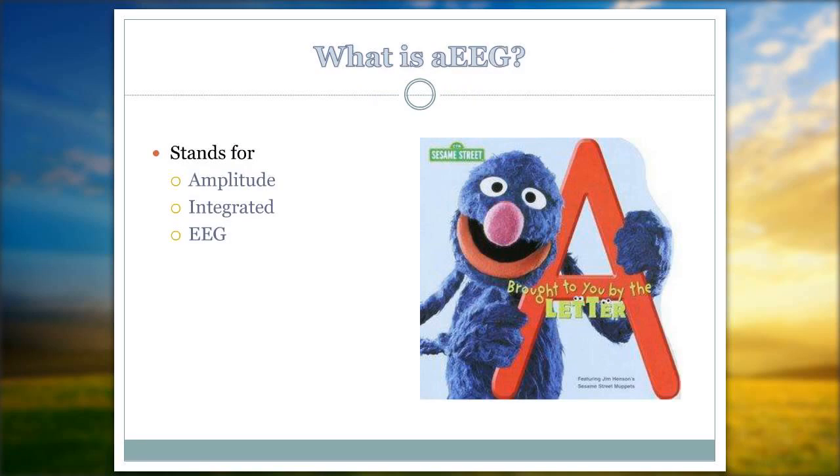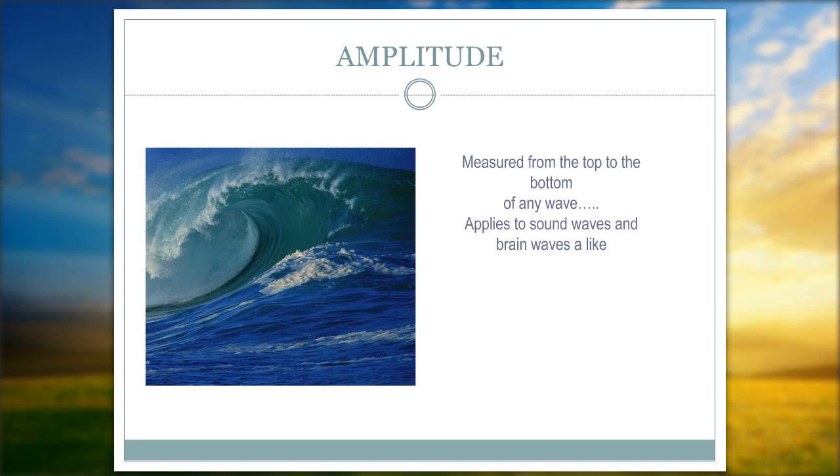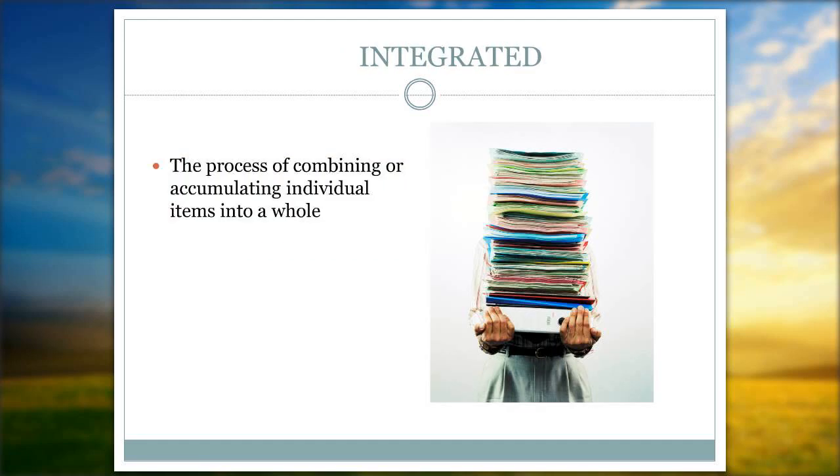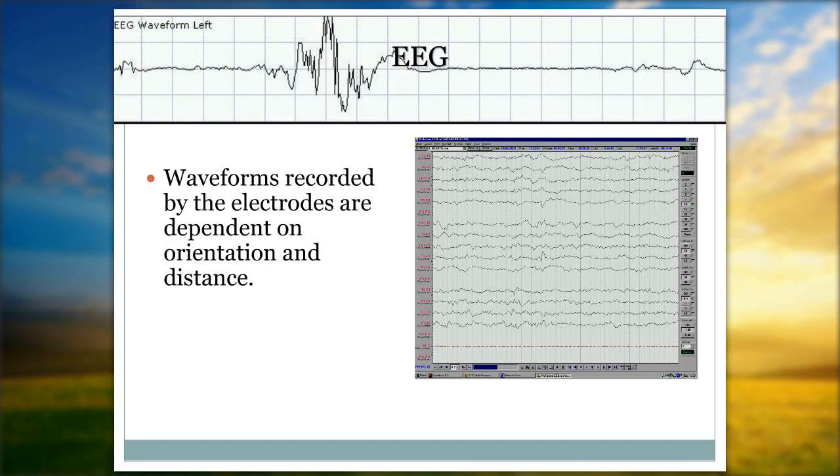So we're going to get started with just the basic definitions. What is aEEG? aEEG stands for Amplitude Integrated EEG. So by amplitude, we really mean the measurement of a wave. Oftentimes we think of amplitude regarding air waves or sound waves, but we can apply it for aEEG to brain waves. And integrated, meaning a process of combining lots of things into a whole. So amplitude, integrated, and then of course EEG.